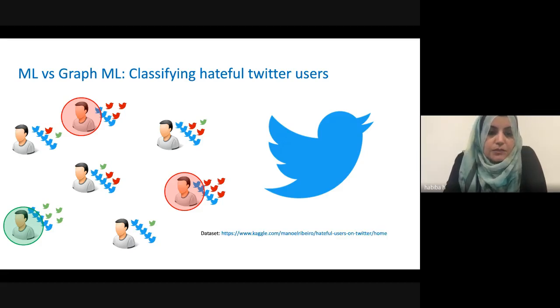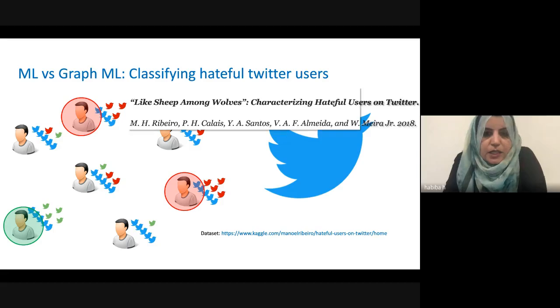By the way, if you want to try this problem, the data is available on Kaggle, and there are lots of solutions out there. There have been papers written about it. So you can see how people have tried to tackle this problem.